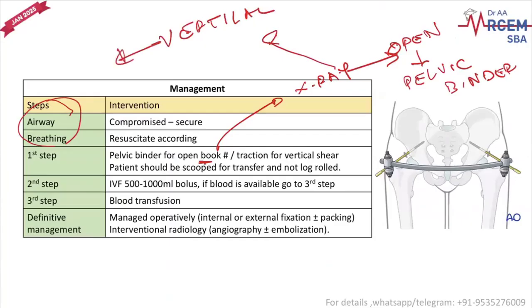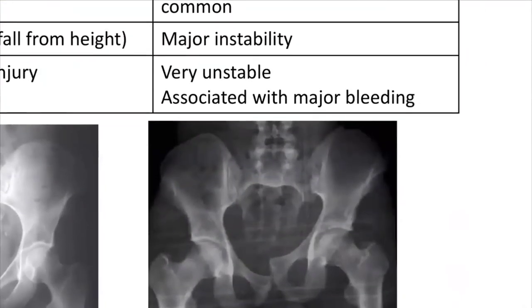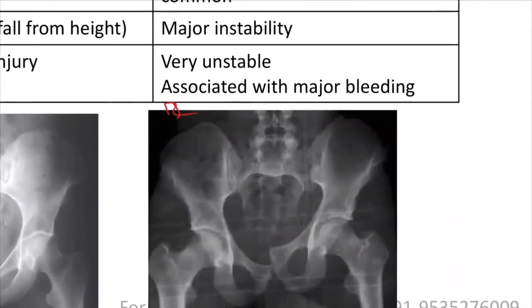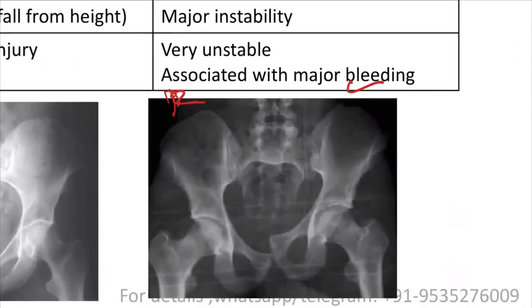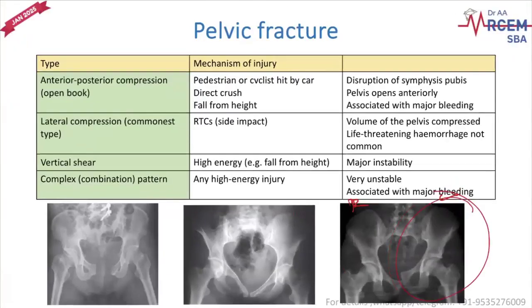for this, the management is to give a traction. What do I mean by that? So you are applying a Thomas splint here. For example, in this individual, if this is the right and this is the left, you're applying the traction on the left side. Application of the traction on the left side will bring back this pelvis into the normal anatomical position, resulting in stopping of the bleeding. The aim is to bring this to normal anatomical position.